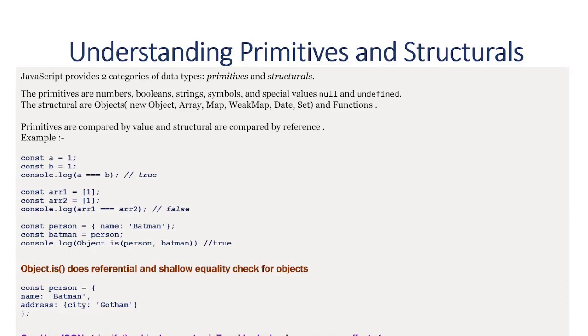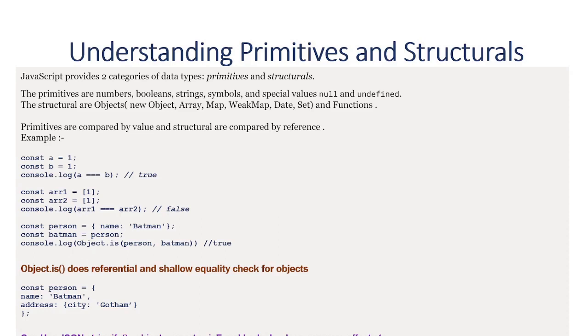Primitives are compared by value and structurals are compared by reference. Very important, I'll repeat it again. Primitives are compared by value and structurals are compared by reference. Let's understand this with an example. First example: const a equal to 1, const b equal to 1. What will print if I do a triple equal to b? True, because we are comparing values here. We are comparing two primitives. 1 is always equal to 1. This is true.